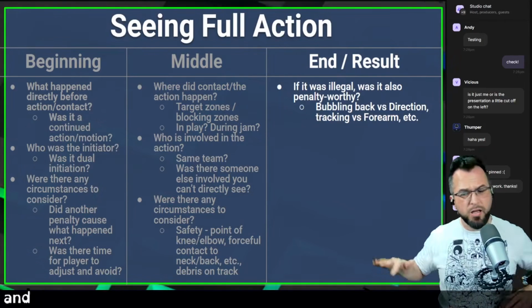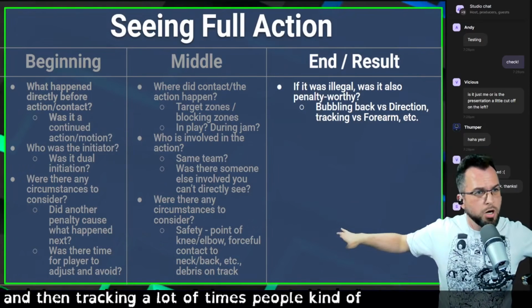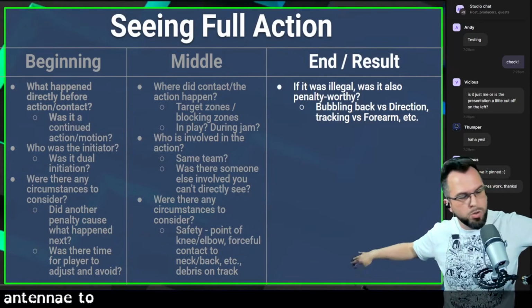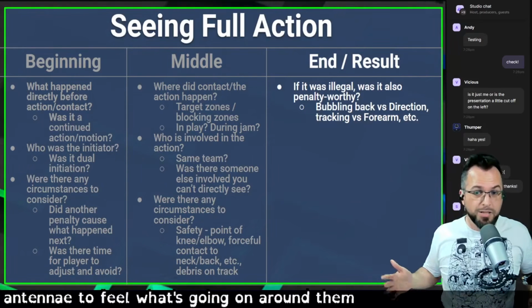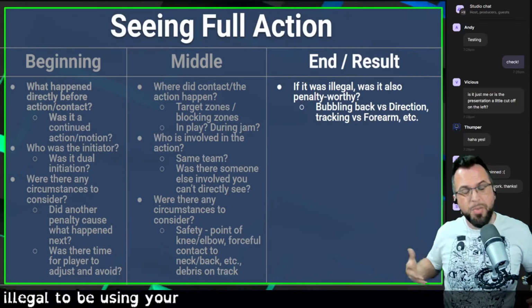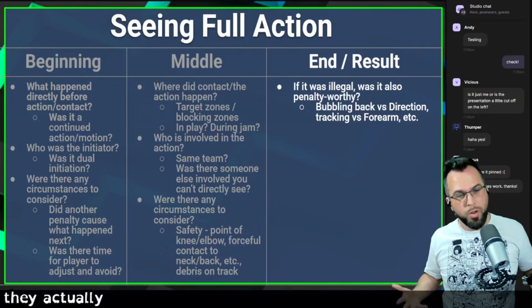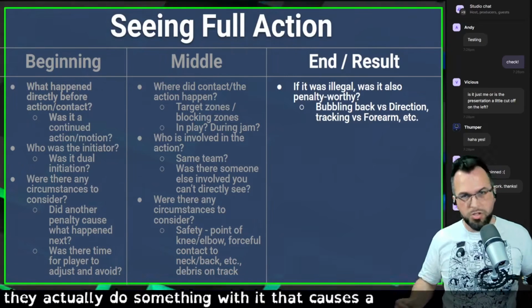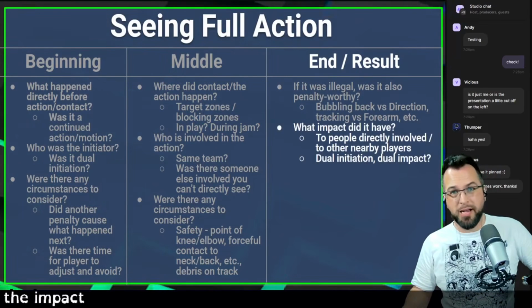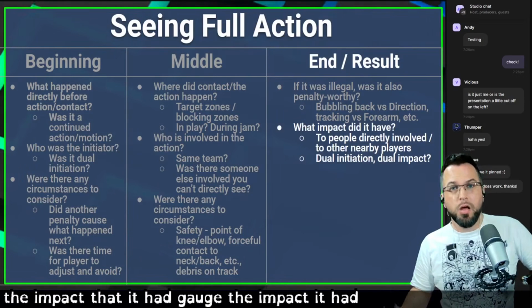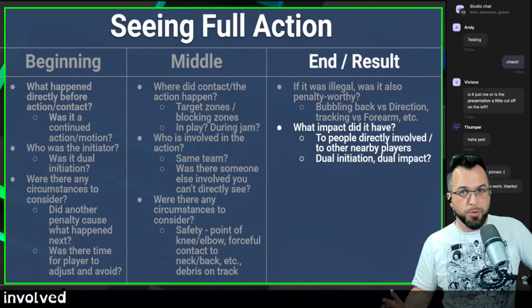And then tracking. A lot of times people use their arms as antennae to feel what's going on around them. It's technically always illegal to be using your forearms, but it's not penalty worthy until they actually do something with it that causes a gain or a loss of position. And then the impact that it had. Gauge the impact it had not only on those involved, but also teammates, like we were talking about earlier.